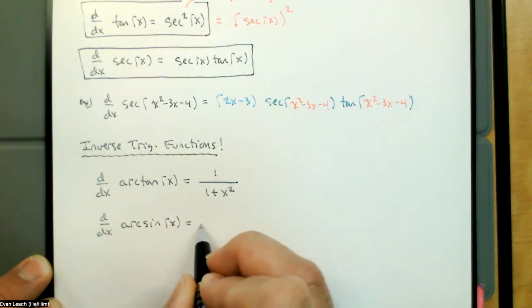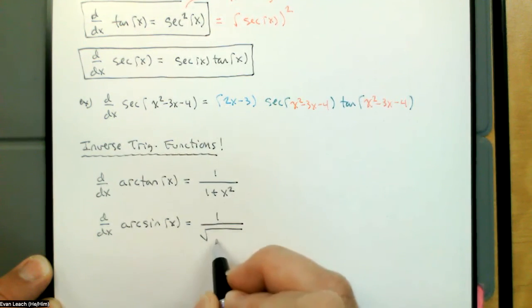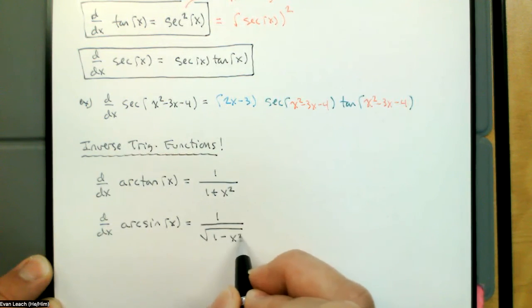The other one that I want you to know right now, the derivative of arc sine is 1 over the square root of 1 minus x squared.